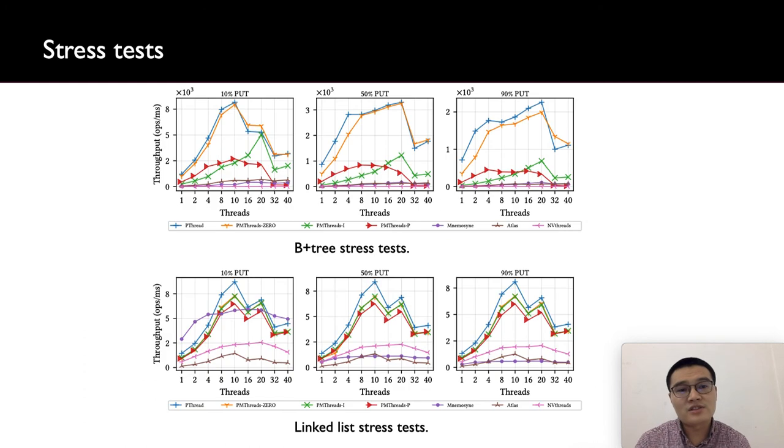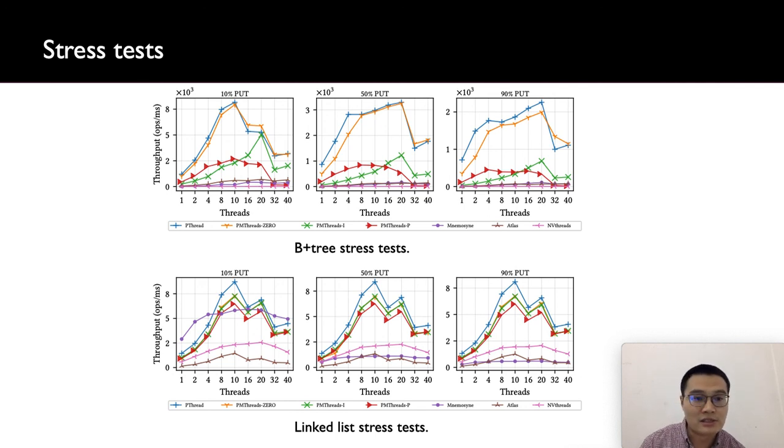And in the stress test, we measured the throughput achieved by all the evaluated systems on two log-based concurrent data structures, with workloads containing varied percentages of put operations. PMthreads 0 is a variation that only performs the necessary pthread interceptions, but does not enforce data durability for persistent memory writes. The figures of PMthreads 0 demonstrate that the interception overhead of PMthreads is not significant.